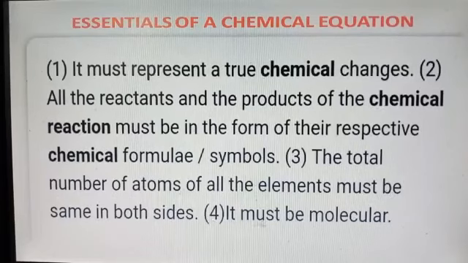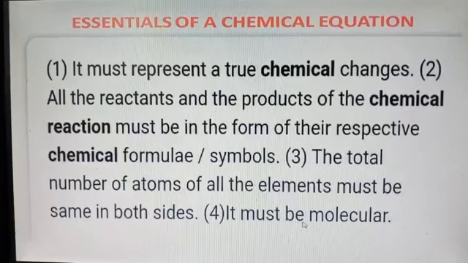Number 4, it must be molecular. That means whenever we write a chemical equation, we write in molecular form. For example, H is atomic form, that's why we write H2, which is molecular form. We don't write any elements in atomic form. We always write in molecular form, that's why it must be molecular.